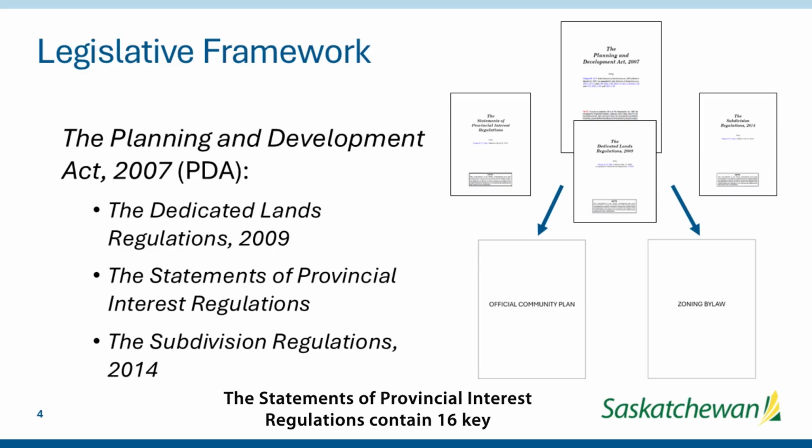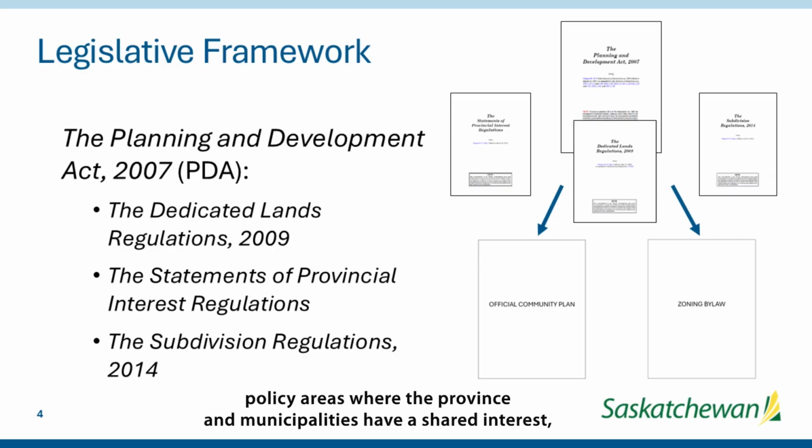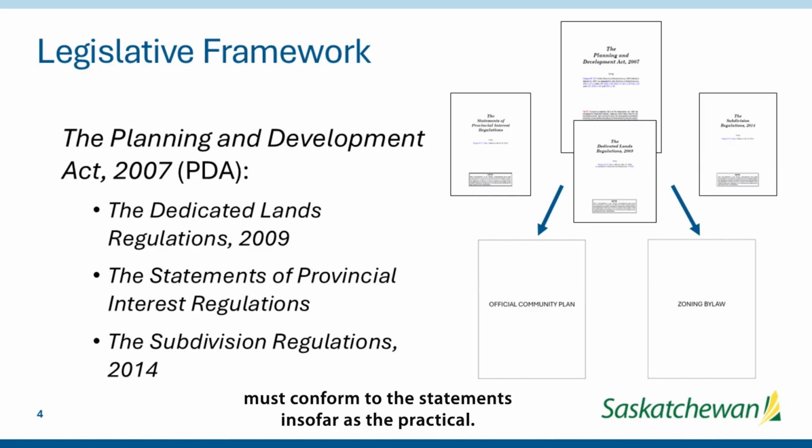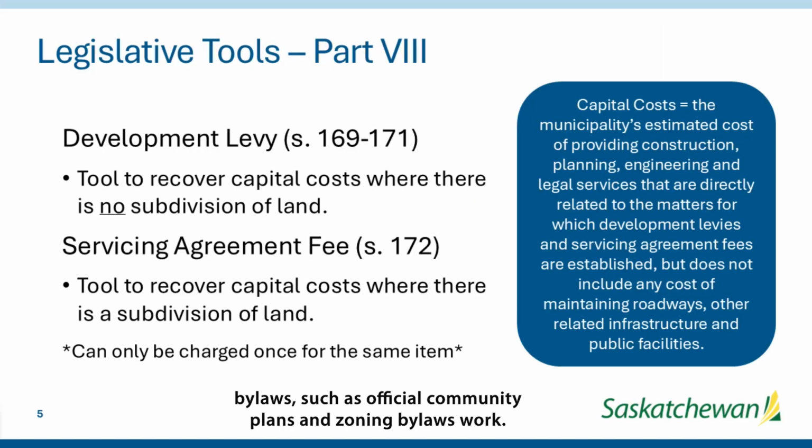The Statements of Provincial Interest Regulations contain 16 key policy areas where the province and municipalities have a shared interest and outline associated policy statements. All planning documents and decisions must conform to the statements insofar as it's practical. The Subdivision Regulations contain the technical details for processing and reviewing applications to subdivide land. The legislative framework influences how municipal planning bylaws, such as official community plans and zoning bylaws, work.